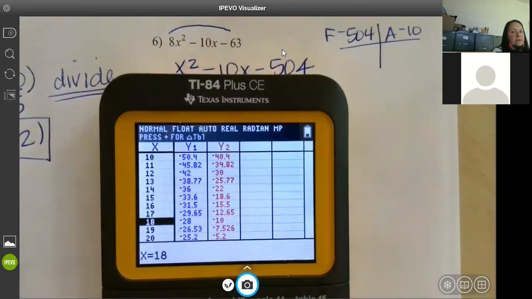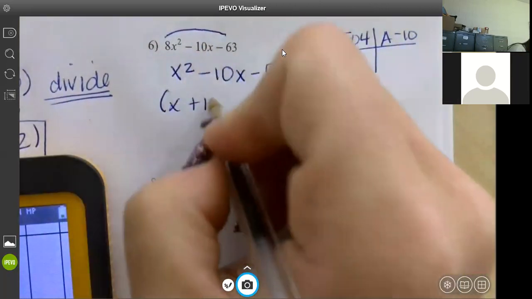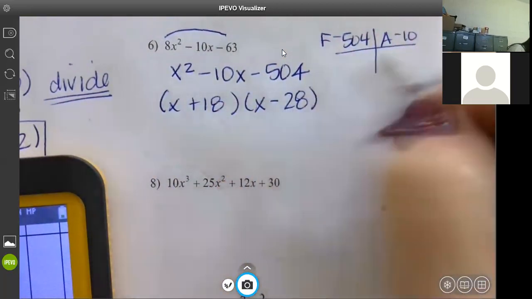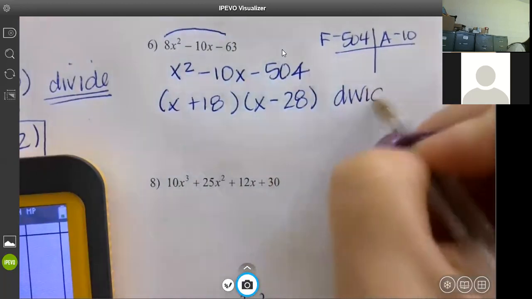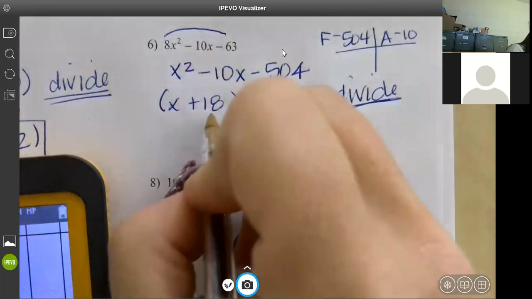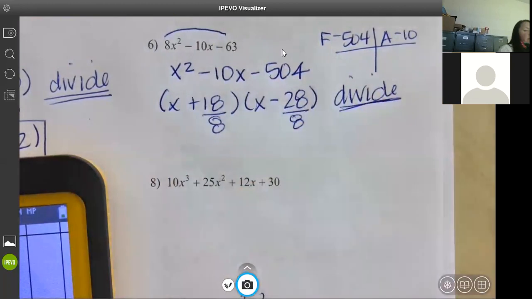What are my two factors? 18 and -28. So we're going to do x and 18, x and -28. And then make sure that we divide. What are we dividing by? 8. It's whatever you slid in the beginning. Slide and then divide it.